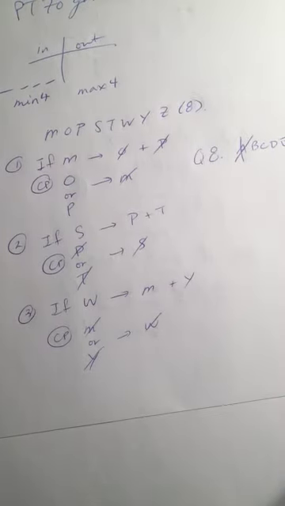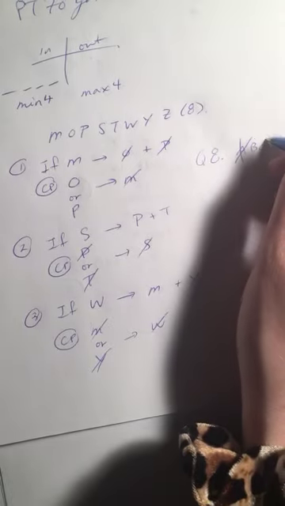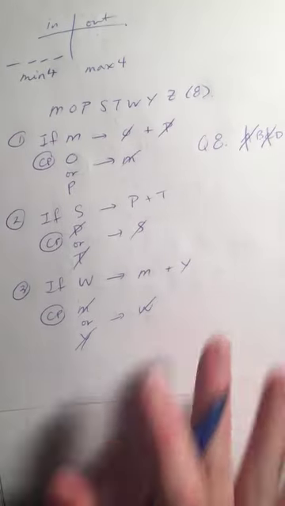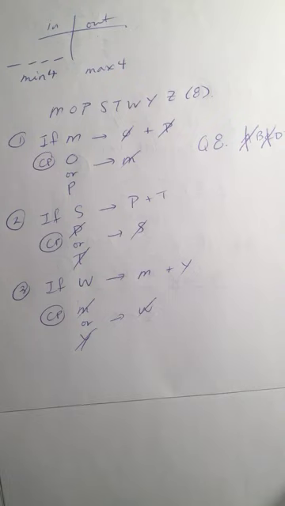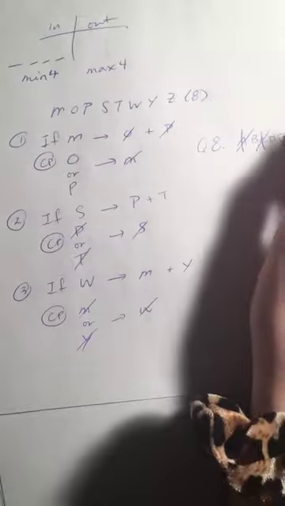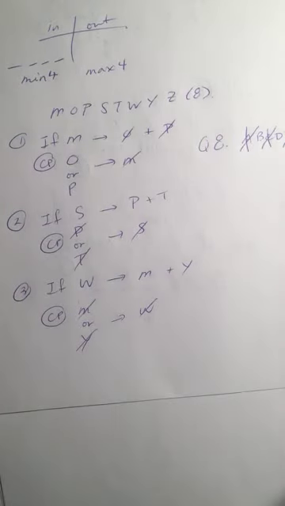If S is on the team, then P and T must be. So C breaks that rule because we have S, but we don't have T. If we have S, we have to have both P and T. So C breaks that rule. Okay. And 3, if we have W, then we have to have M and Y. So E is out. Right? Okay, and the options that are left are B and D.